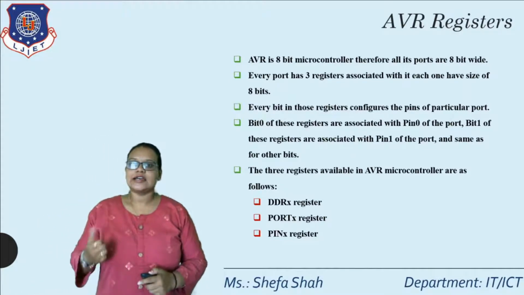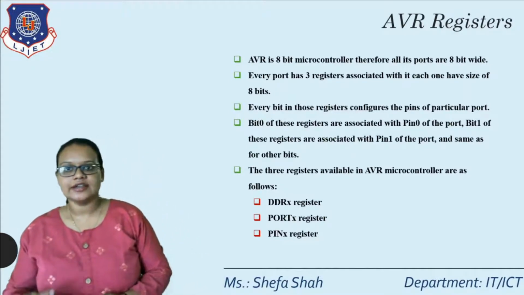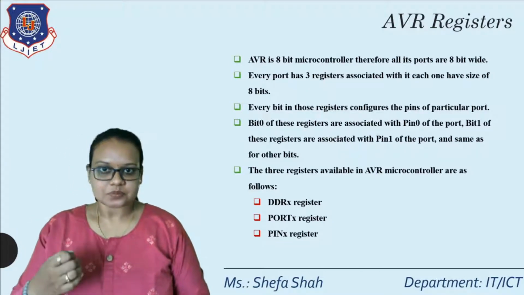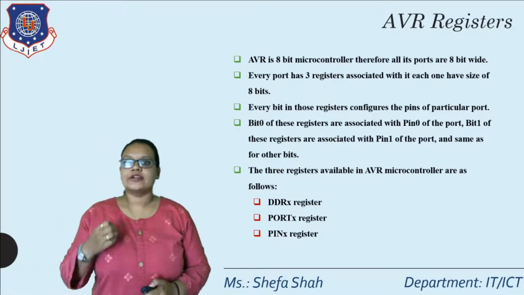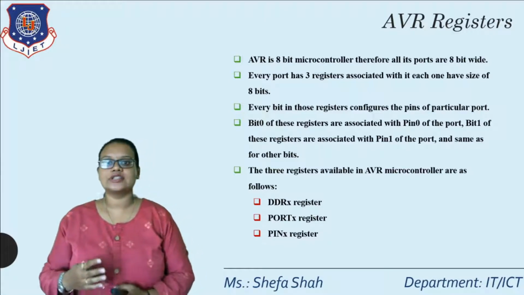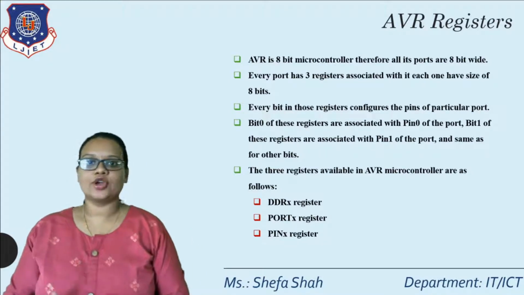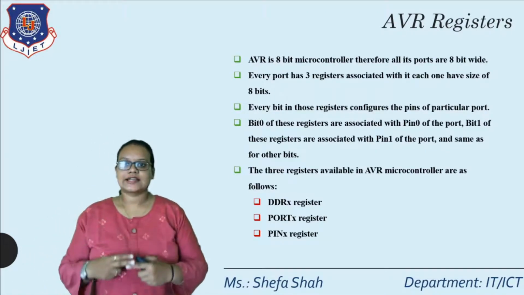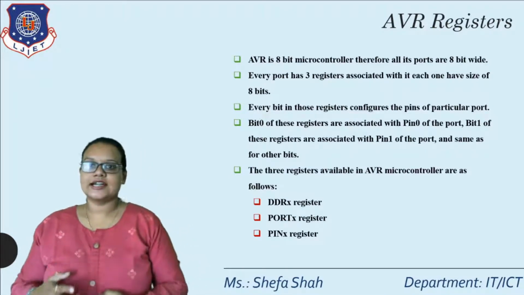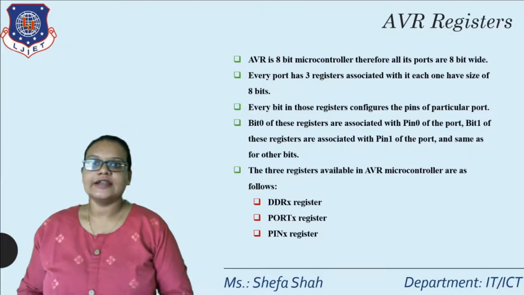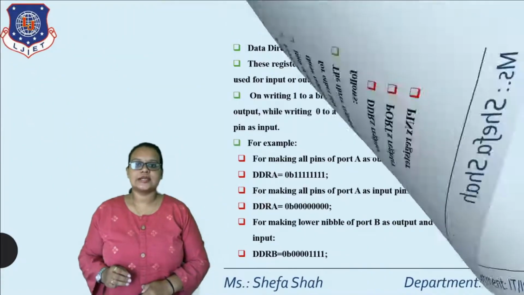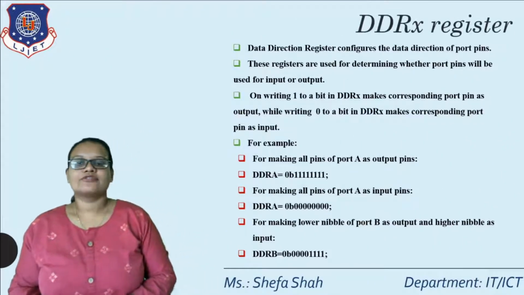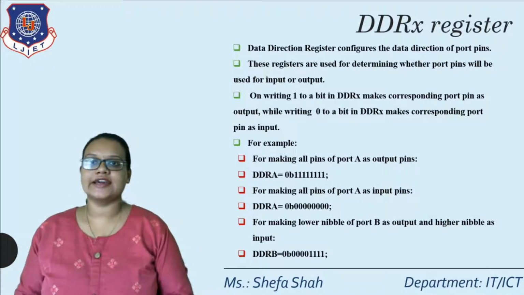So basically there are a total of 4 ports, and respective to these 4 ports there are a total of 3 registers on which the IO port programming is based. First, that is the DDRX register, second, that is the port X register, and third, that is the pin X register, right? Now, first we will discuss the DDRX register.